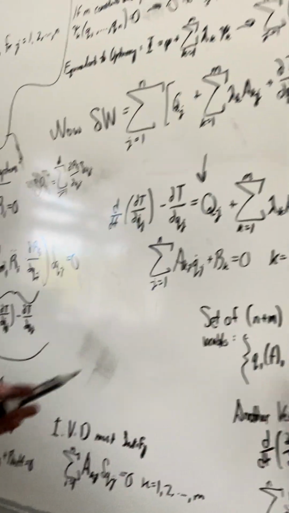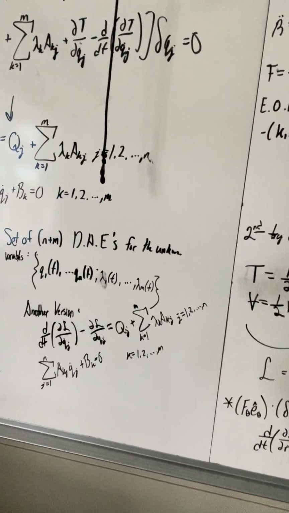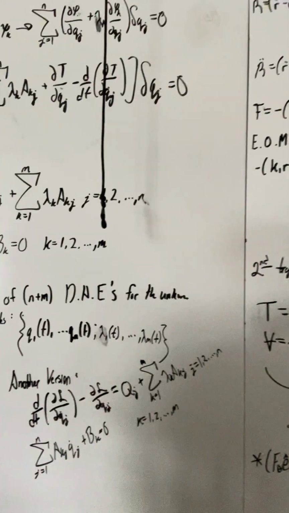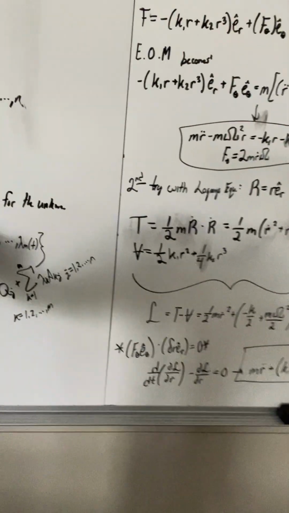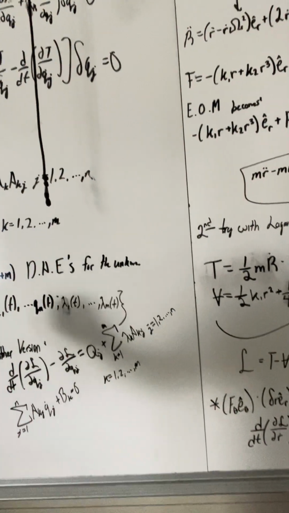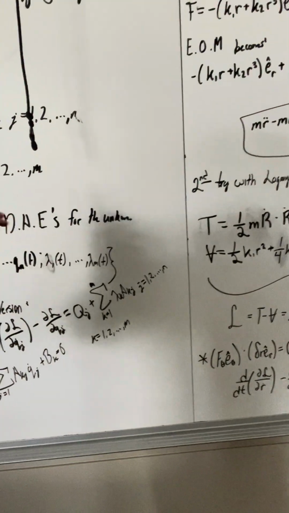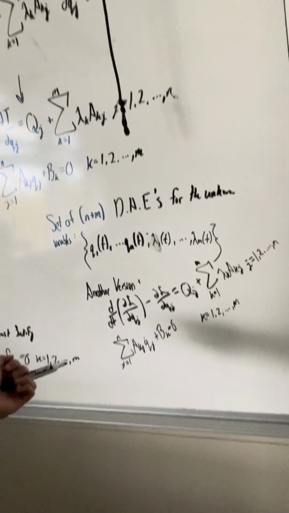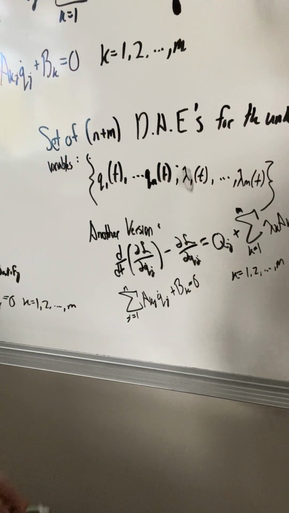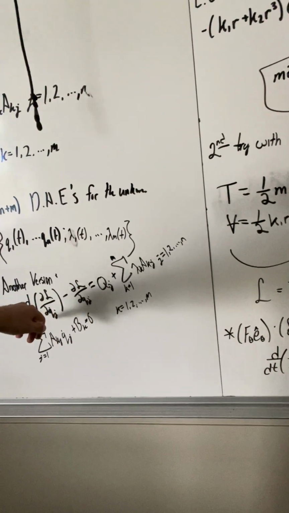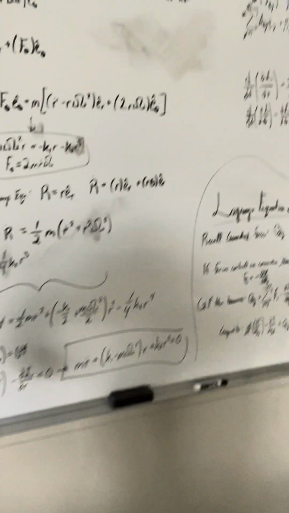And then this is just a matter of the same thing as here, right? Yeah. Set of n plus m differential algebraic equations for the unknown variables. Rates as a function of time, Lagrangian multiplier as a function of time. We can use an alternative version for Lagrangian. It's just a matter of replacing the Lagrangian for Lagrangian equations.